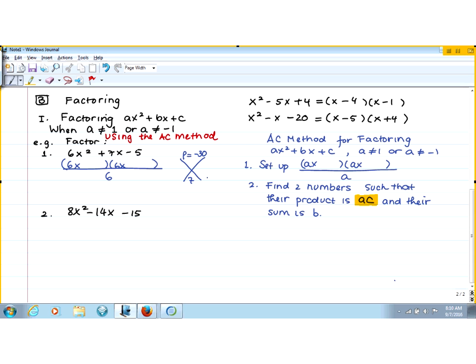Okay. So product is AC. So this is your A, this is your C. So what are the two numbers? Find the two numbers. 10 and 3. So let's adjust the sign. Negative 3. All right. So if I multiply, the product is negative 30. If I add, this is 7. Right? So now I'm going to put plus 10 minus 3.